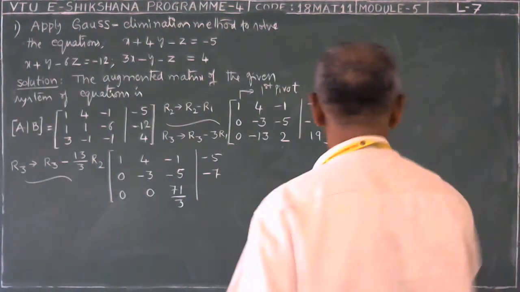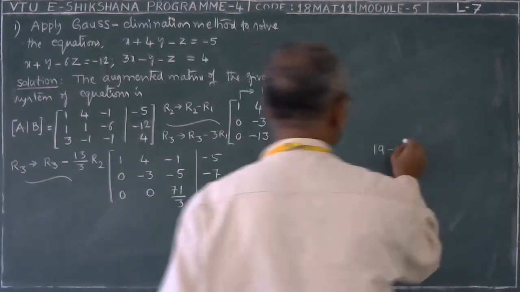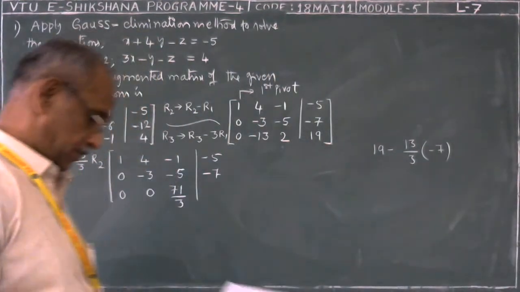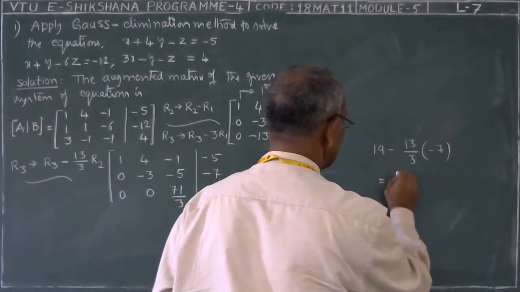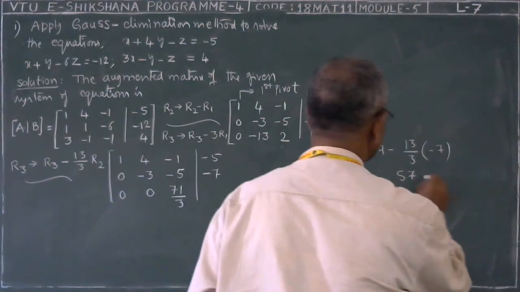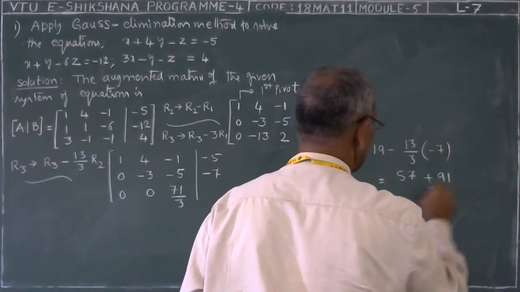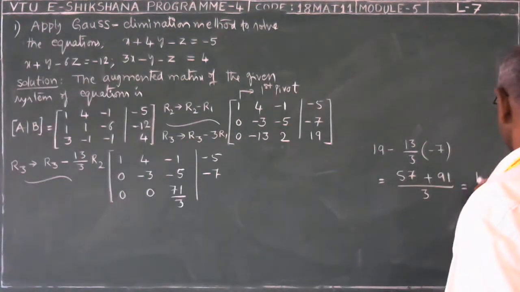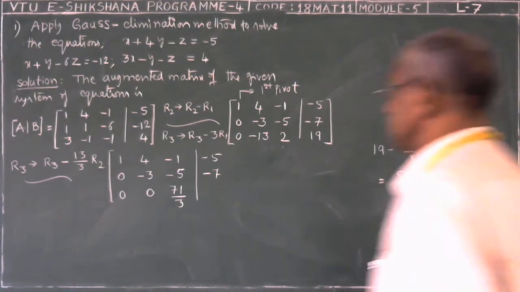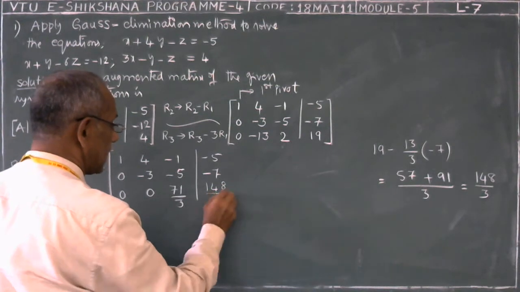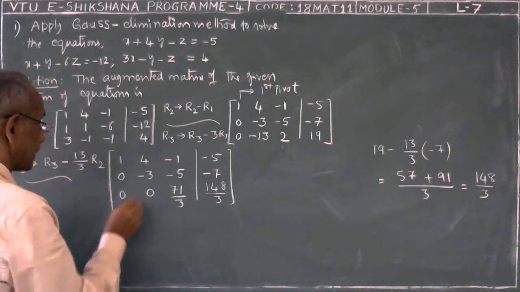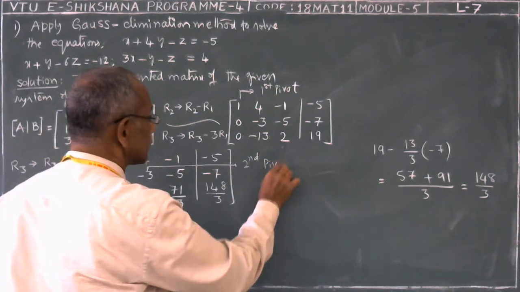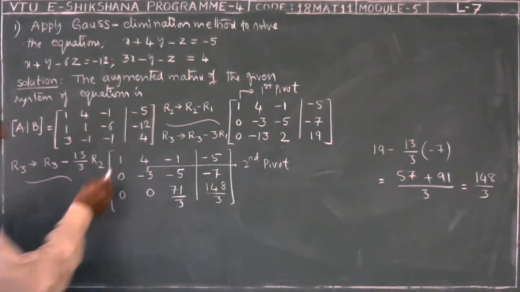Now look at the next element, 90 minus 30 divided by 3 times the corresponding R2 element minus 7. So this is 19 into 3, 57 plus 91 divided by 3. So this is going to be 148 divided by 3. So this element is 148 divided by 3. This is called the second pivot. Okay, now this is the upper triangular system.